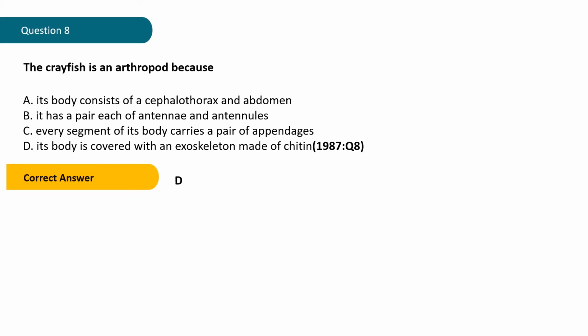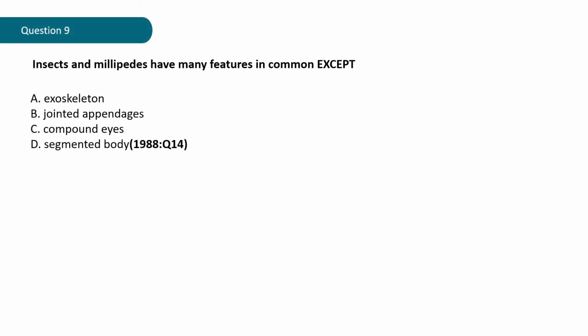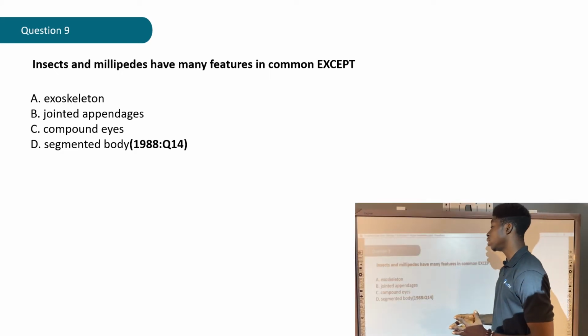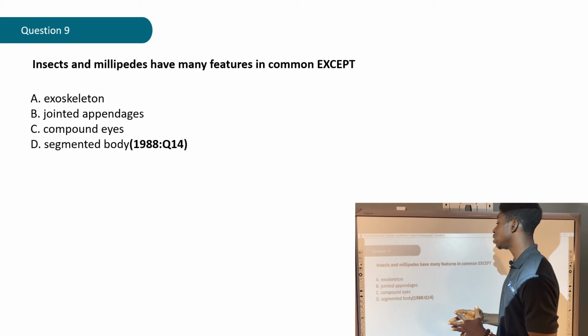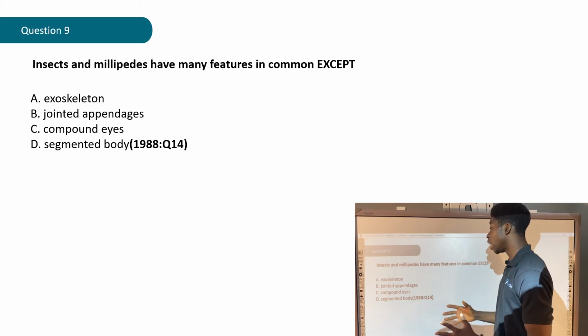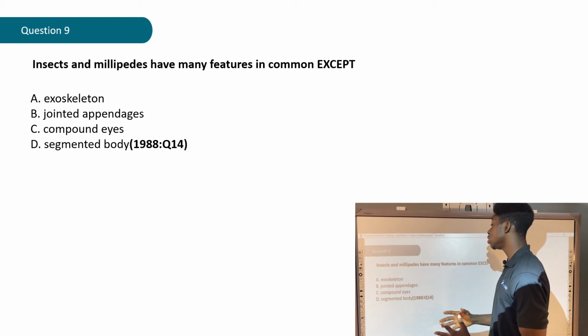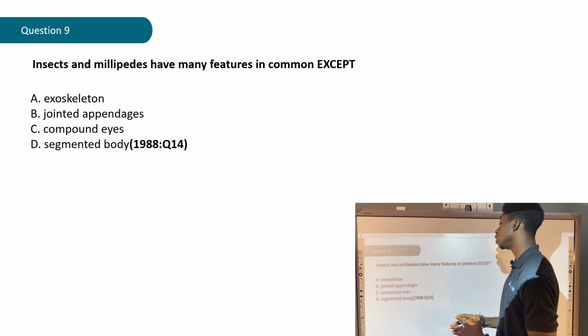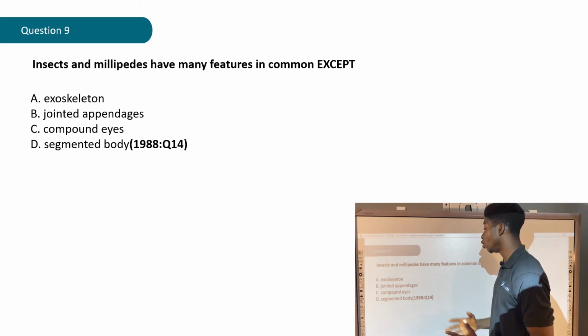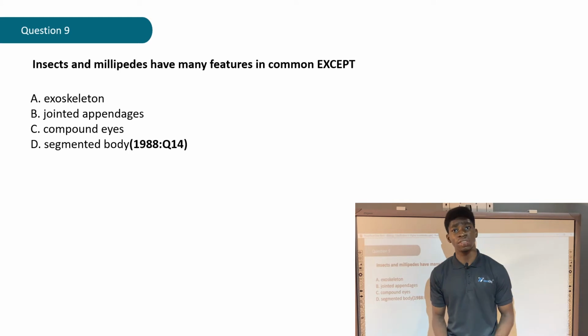Question 9. Insects and millipedes have many features in common except A, exoskeleton, B, jointed appendages, C, compound eyes, D, segmented body. That question is found in the year 1988, question 14. Let's give that a try.